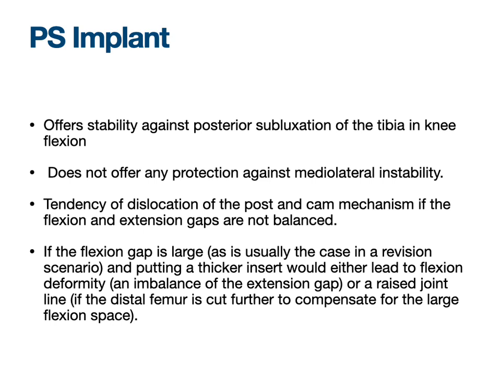So if the flexion gap is large, for example in a revision scenario, if you put a thicker insert, it will appear that the flexion gap is stable, but it would lead to a flexion deformity because of the extension gap being constricted. It can also lead to a raised joint line if the distal femur is cut further to compensate for the large flexion space. So we have to be very mindful of balancing in both flexion and extension. Our goal should be equal gaps and without any elevation of the joint line.